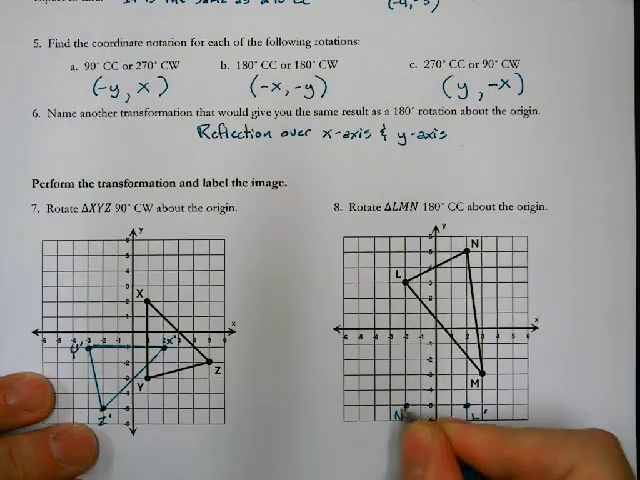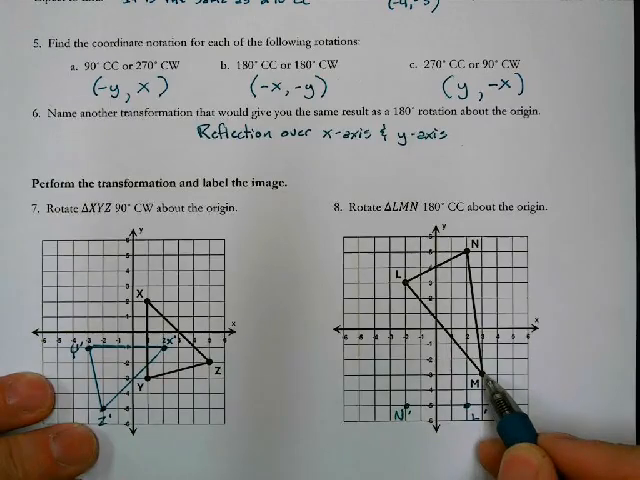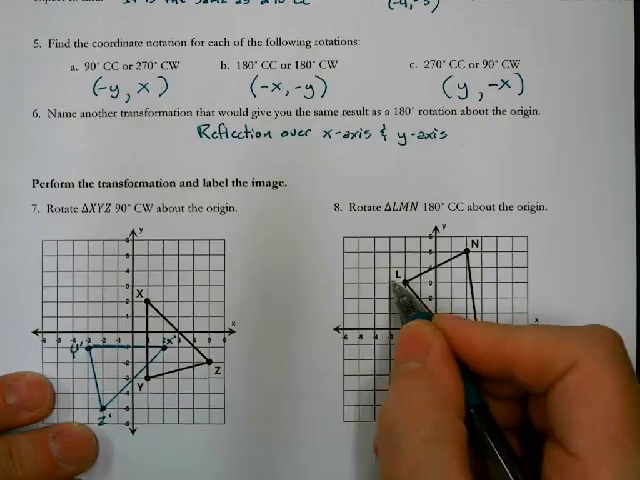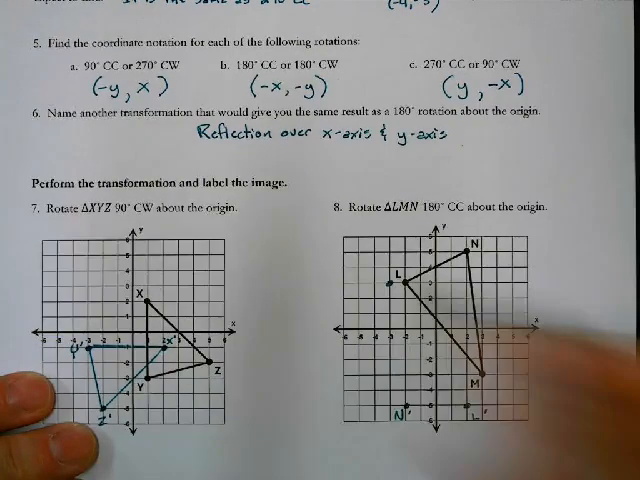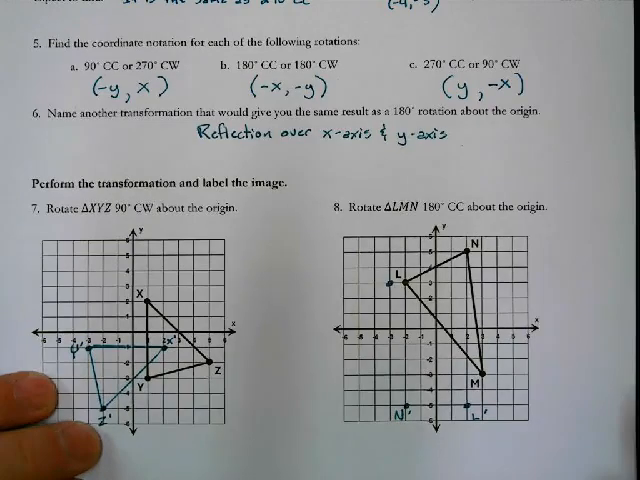M is at 3, negative 3. So that should be at negative 3, positive 3. We're just switching the signs, which makes sense. This should move to these coordinates over there. All right, new shape.